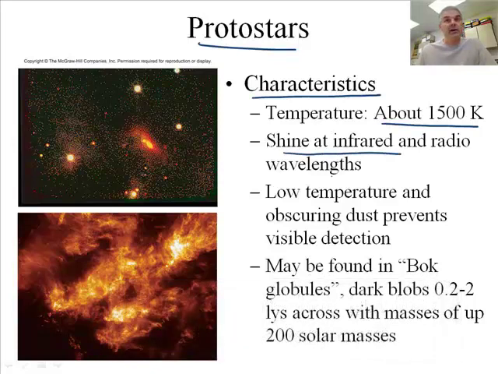It'll shine in the infrared and the radio wavelengths. Remember on our spectrum, this is colder than visible light. So you can't see them with optical telescopes or the Hubble. You can only see them in infrared or radio wavelengths. They're a low temperature star. Now 1,500 Kelvin is quite warm from our perspective here on Earth, but for a star that's very cold, and so it's very difficult to detect these. But we have seen them.